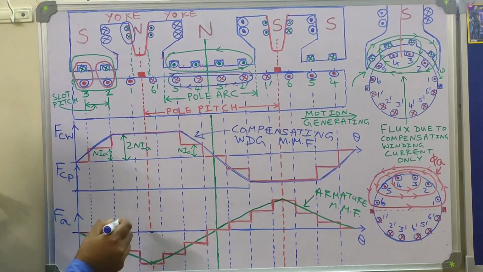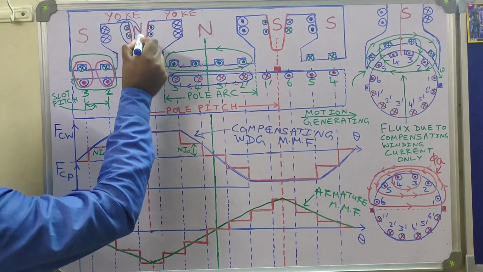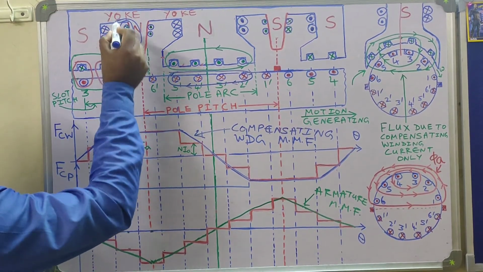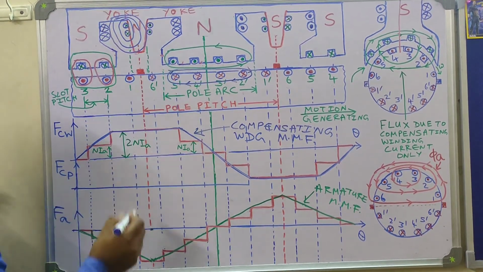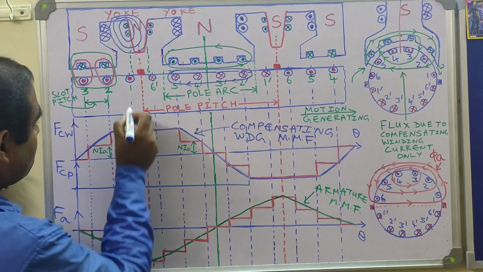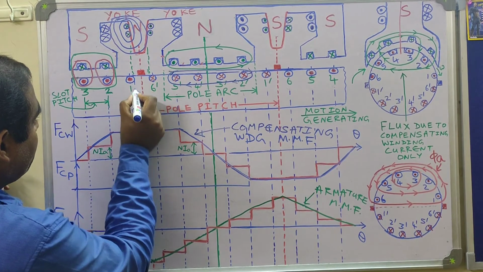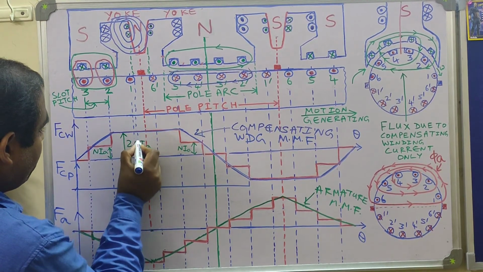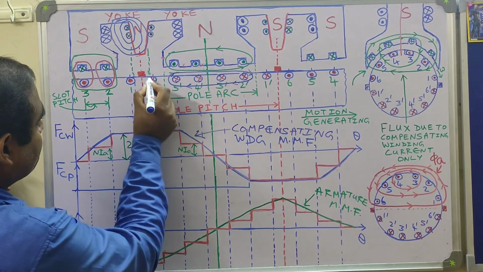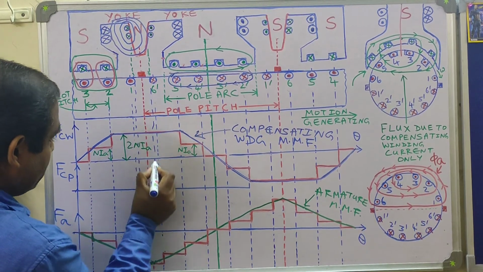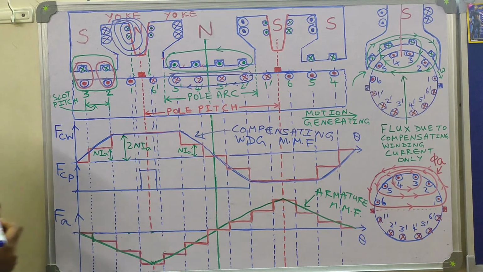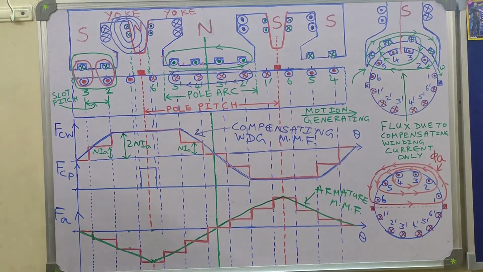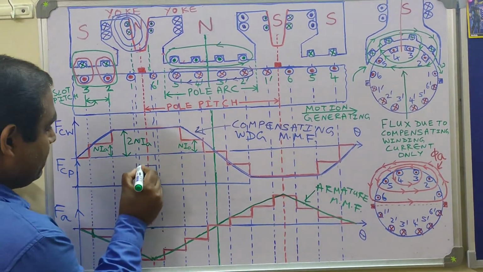In this closed path, current is being enclosed. Now you choose another closed path, same current is enclosed. Now you choose another closed path, same current is enclosed, isn't it? So for this interpole winding, the MMF variation will be like this. Let me draw it. Now, why will it be like this?